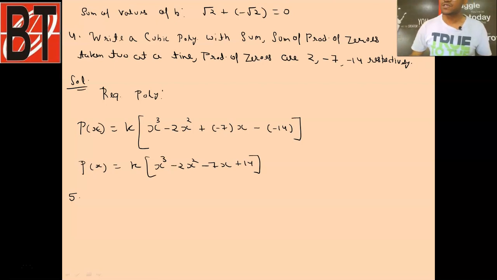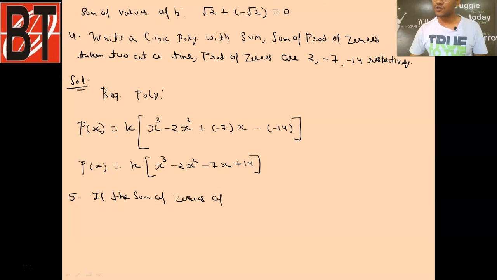Okay, see students, suppose if the sum of zeros of a polynomial is given, see polynomial given is something like this, f of t, meaning f is used to denote the polynomial, and the variable t is used. So the variable is t. Okay, so the polynomial is kt square plus 2t plus 3k.